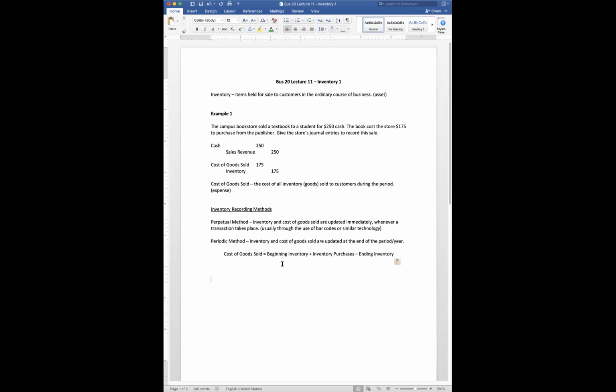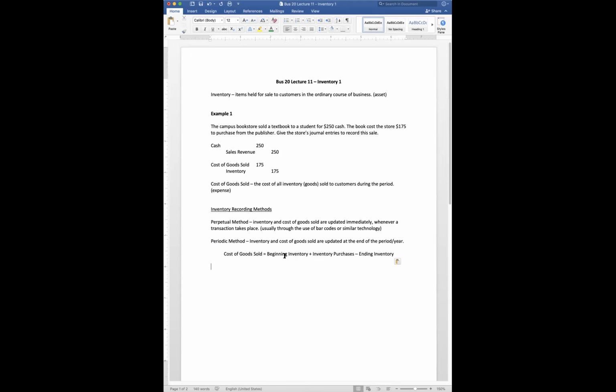We saw it with supplies. If you remember, back when we talked about supplies, we said that supplies expense was the beginning supplies plus the supplies purchases minus the ending supplies. We use this exact same formula. That's because supplies use a periodic system, right? With supplies, we're not keeping track of it individually during the year. We just kind of wait to the end of the year, see what's left, and then calculate how much we've used. So periodic inventory works exactly the same way, except instead of supplies, we're talking about inventory, the goods we're selling.